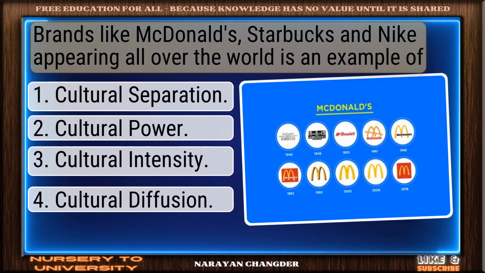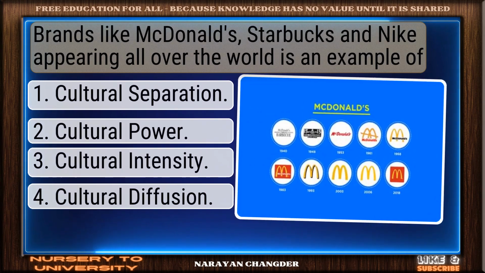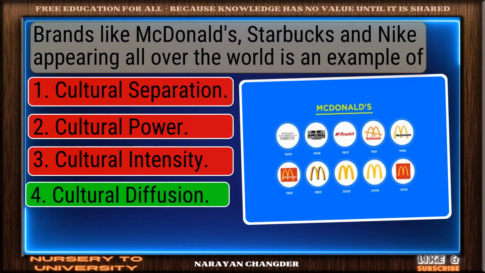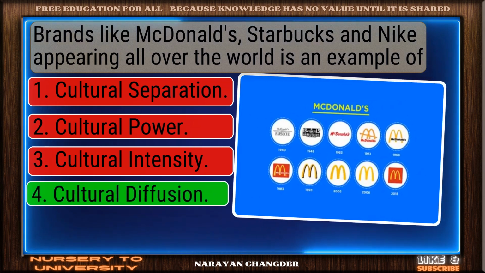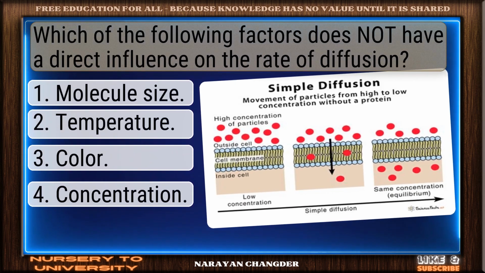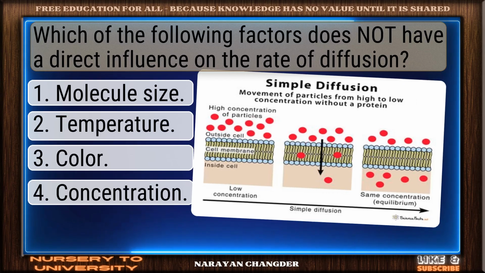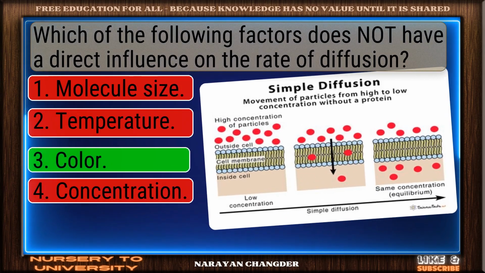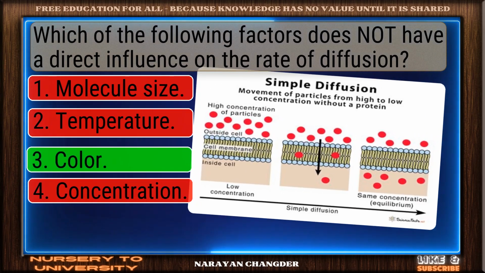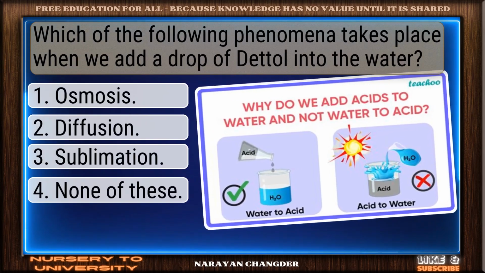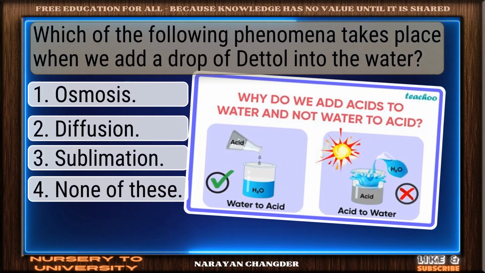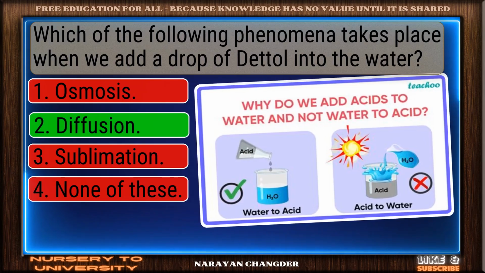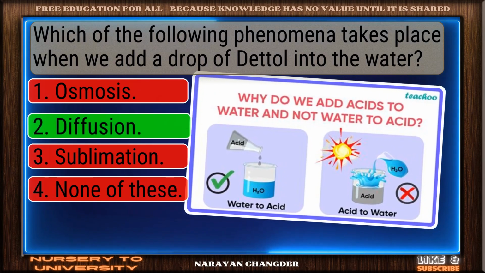Brands like McDonald's, Starbucks, and Nike appearing all over the world is an example of. Correct. Cultural diffusion is the right answer. Which of the following factors does not have a direct influence on the rate of diffusion? Nice work. You chose color and it is correct. Which of the following phenomena takes place when we add a drop of Dettol into the water? Good job. Your answer diffusion works well here.